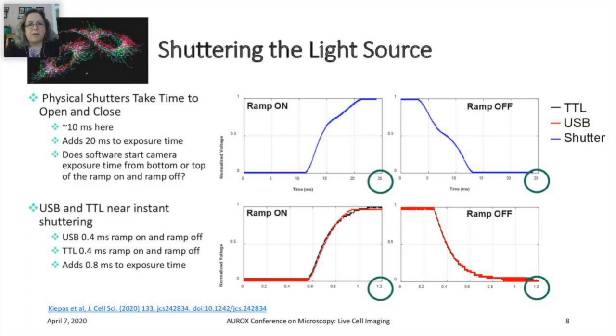We then went to look at the LED light sources, which can be triggered much more quickly using electronics. And here we have USB and TTL options. So the USB, as I mentioned before, can be controlled directly by the acquisition software, whereas the TTL is a cable that goes directly from the camera to the light source. In this case, the ramp on and the ramp off is extremely fast. The full scale on those graphs is 1.2 milliseconds, and the ramp on and the ramp off time are now about 0.4 milliseconds. So this is much, much faster than a physical shutter.